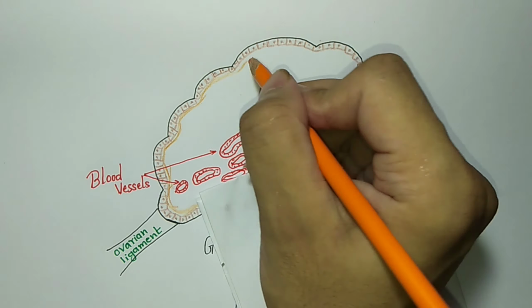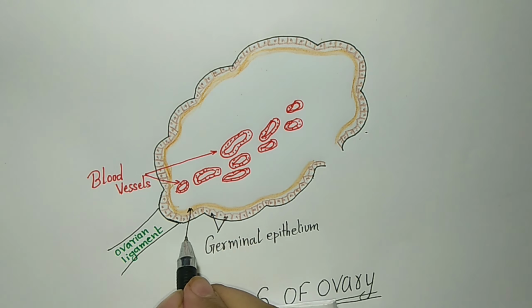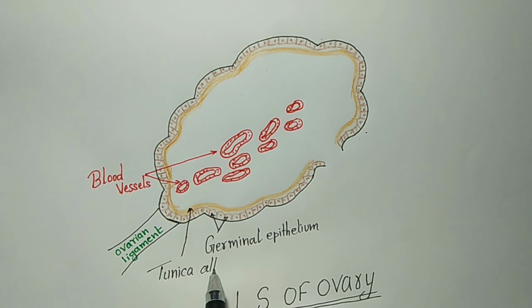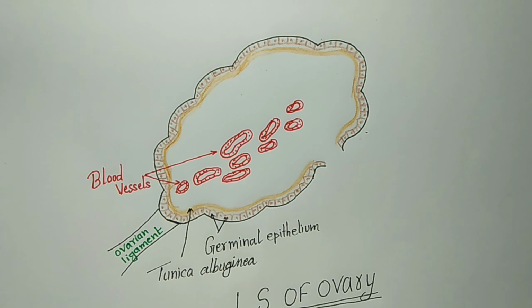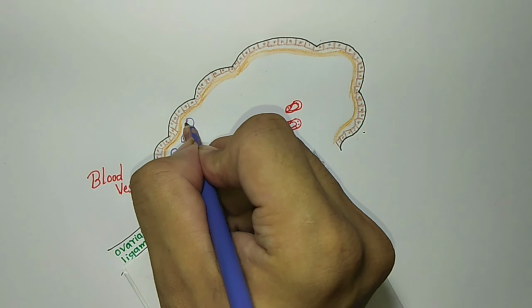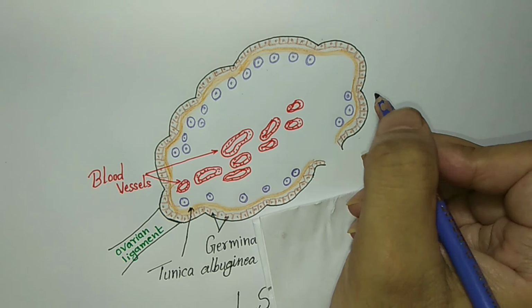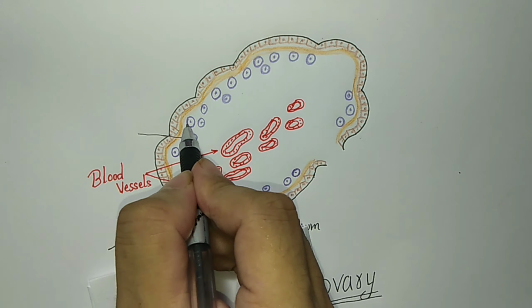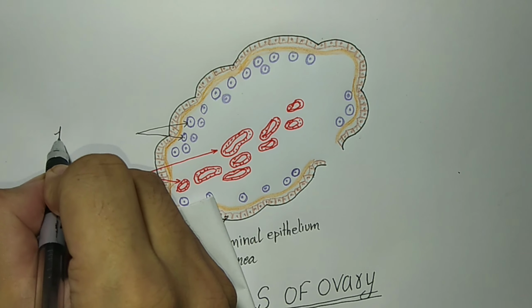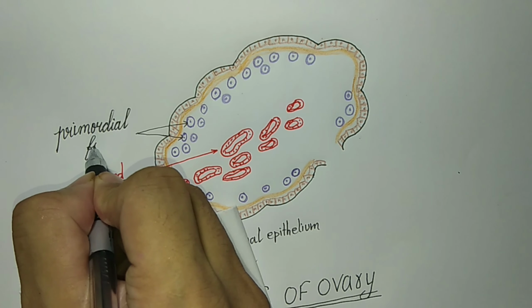And in orange color pencil, this is tunica albuginea. The germinal epithelium rests on the layer of dense connective tissue called the tunica albuginea. Okay, this one is the structure of primordial follicles, which are located in the periphery of the cortex and inferior to tunica albuginea. The primordial follicles are smallest, simplest in structure.